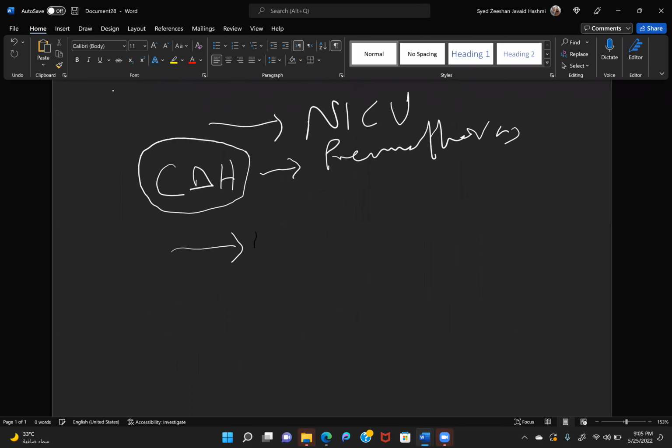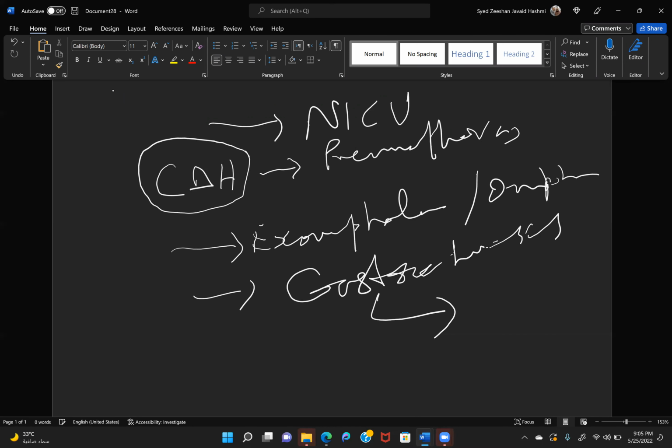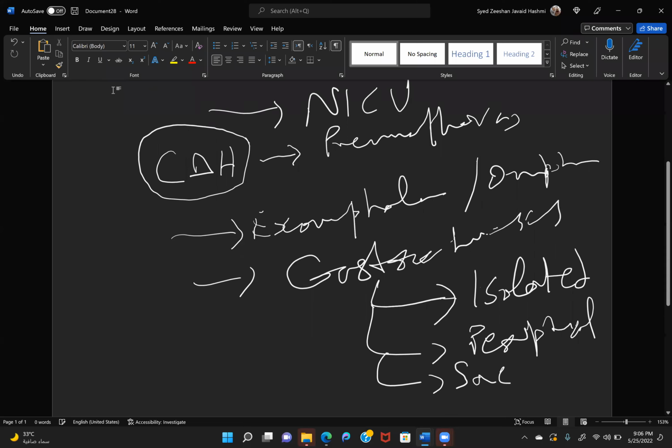Then another is the abdominal wall defects. One is omphalocele, and the other is gastroschisis. I used the wrong word earlier. Gastroschisis is a different congenital anomaly, because usually it is isolated. It is peripheral, not in the center. And it is more dangerous because it is without a sac, without a peritoneal sac.